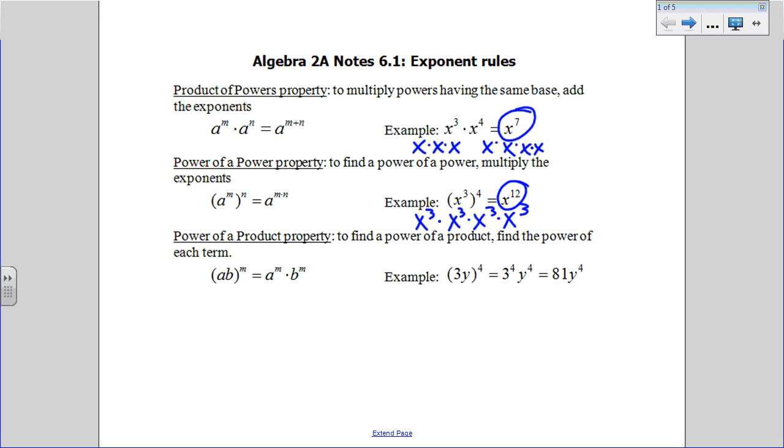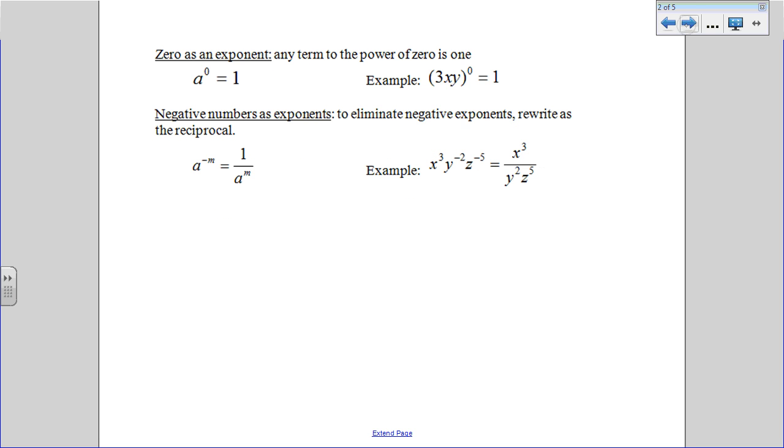If we have a product, two factors multiplied together, raised to a power, each of those factors needs to be given the power. And so when we look at our example, 3y, all raised to the 4th power, there's parentheses there, this becomes 3 to the 4th and y to the 4th. Now notice 3 to the 4th is going to be multiplied out, so that's going to end up equaling 81y to the 4th. Anything that we can type into our calculator, we're going to.